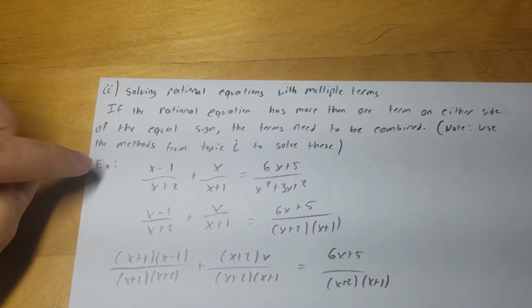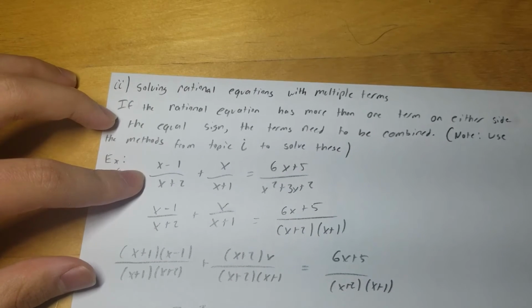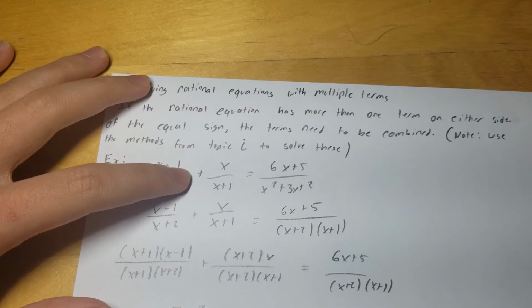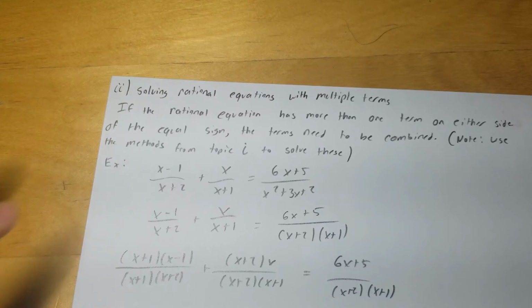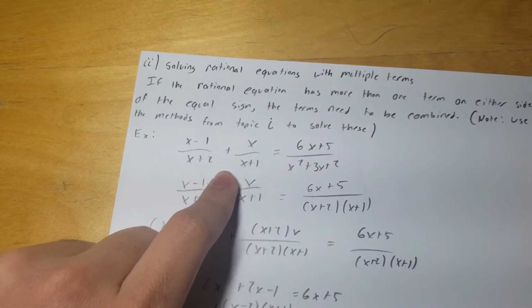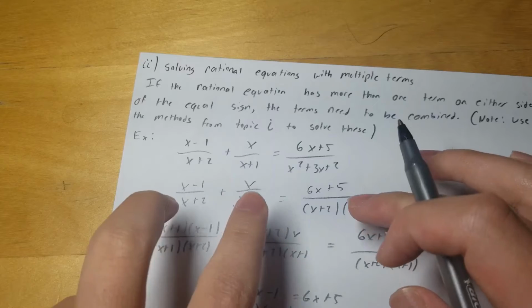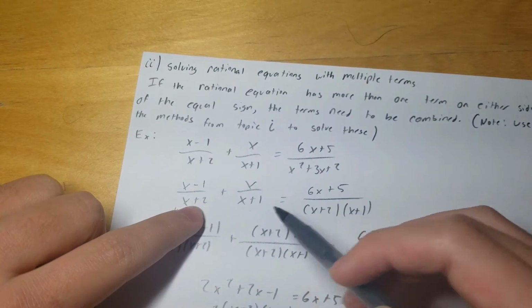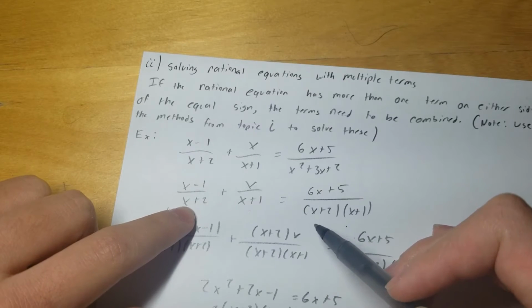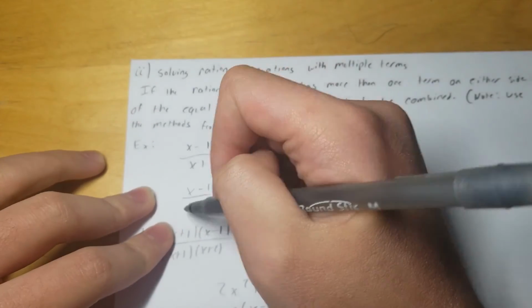So, for example, x minus 1 over x plus 2 plus x over x plus 1 equals 6x plus 5 over x squared plus 3x plus 2. Since you notice that this is adding, you have to find the common denominator between all 3. So what are you missing here that the other 2 have? Well, the only thing missing, really, is x plus 1. So you just multiply this side by x plus 1.